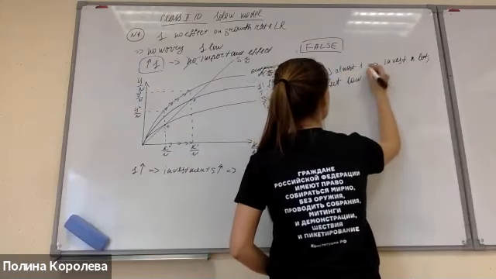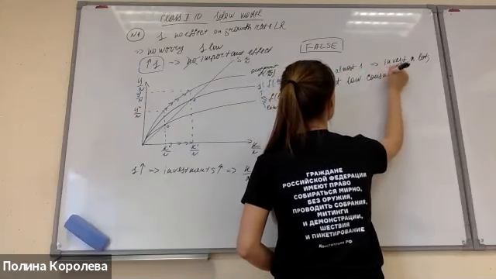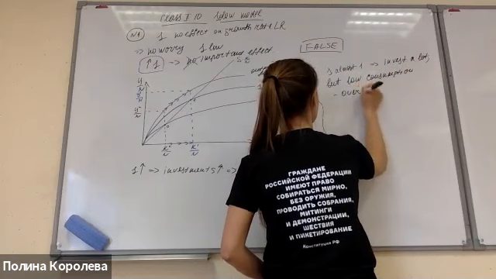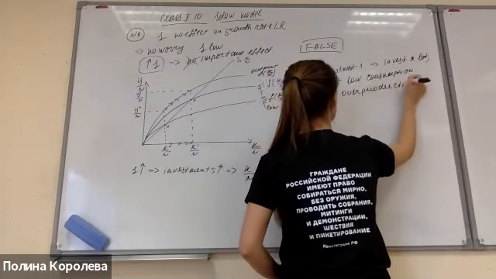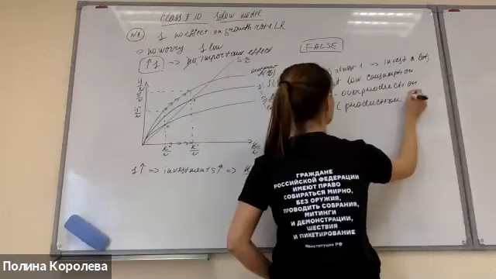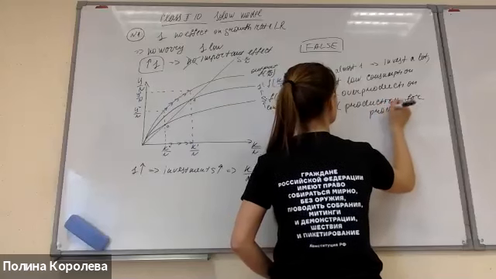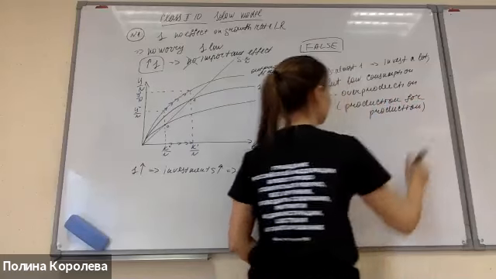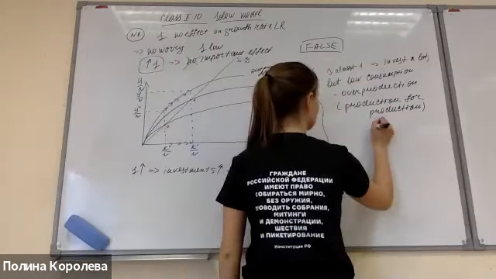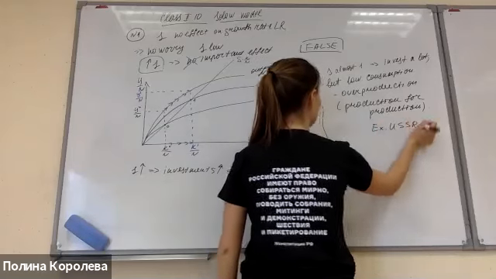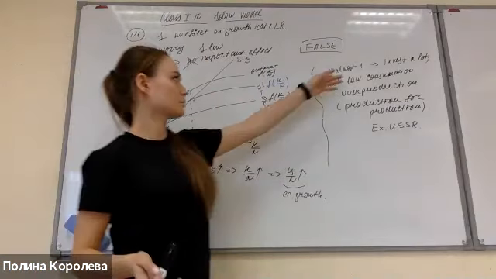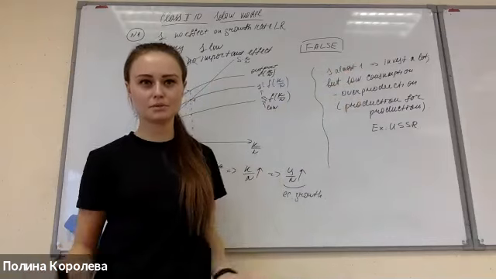low consumption, low production. Or you can name it production for production. And it was the example of the USSR in the lecture. So what we can conclude is that low saving rates are bad, and very high saving rates are also bad.